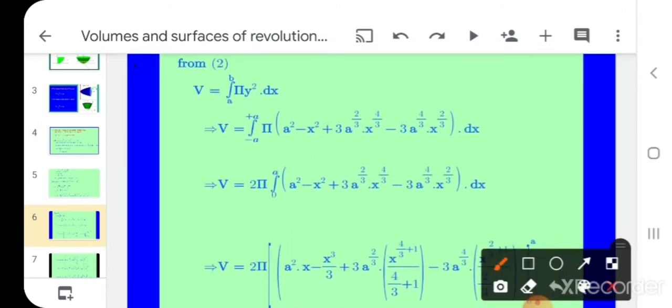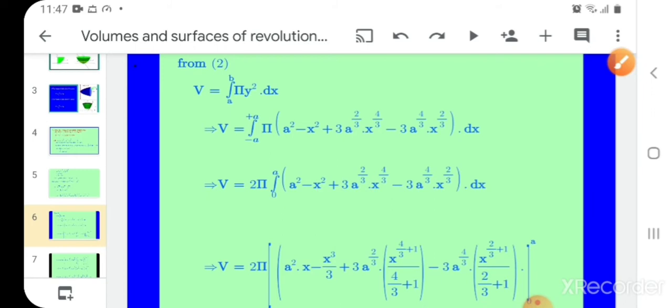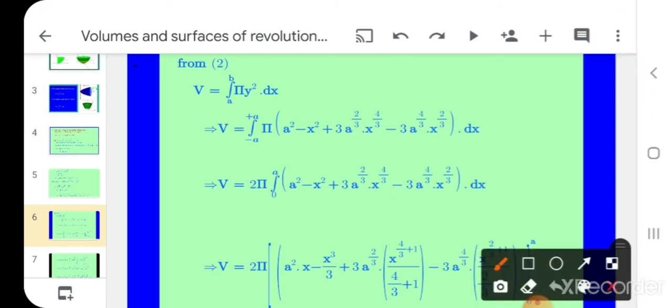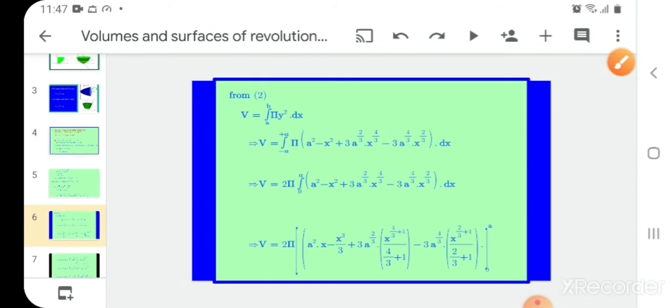Again check: 2 pi is the constant, a square is constant, and the integration of a constant is a square into x. The integration of x square is x cube by 3. These two are constant, so I write them the same. The integration of x power 4 by 3 is x power 4 by 3 plus 1 by 4 by 3 plus 1. Minus 3a is the same. Next, the integration of x power 2 by 3 is x power 2 by 3 plus 1 by 2 by 3 plus 1, and I write the limit values 0 comma a. First I substitute a in the x place, after that I substitute 0. Okay, see here.